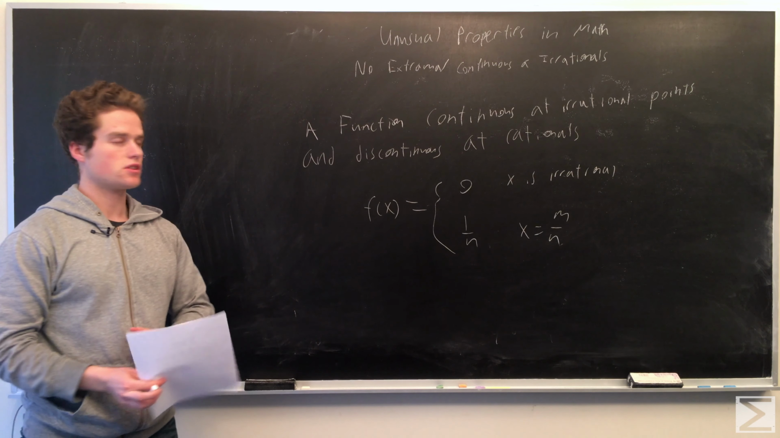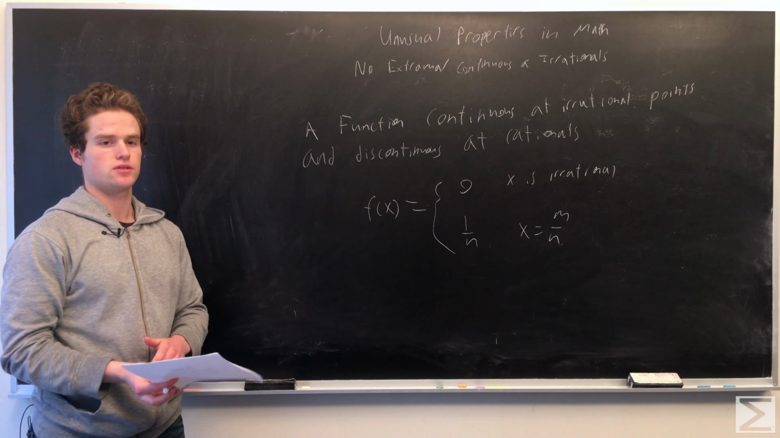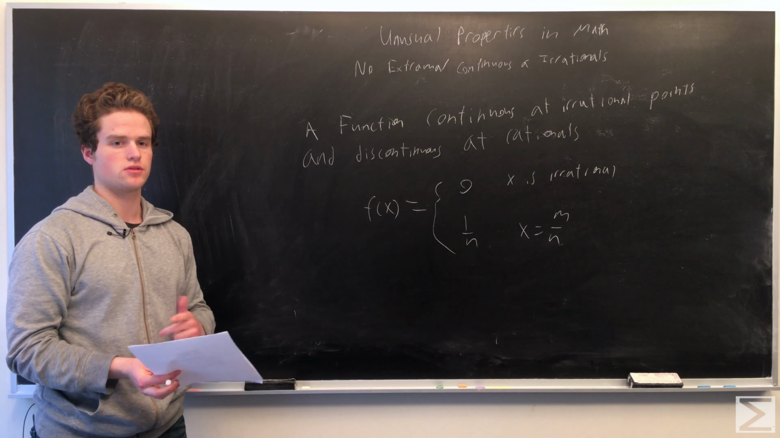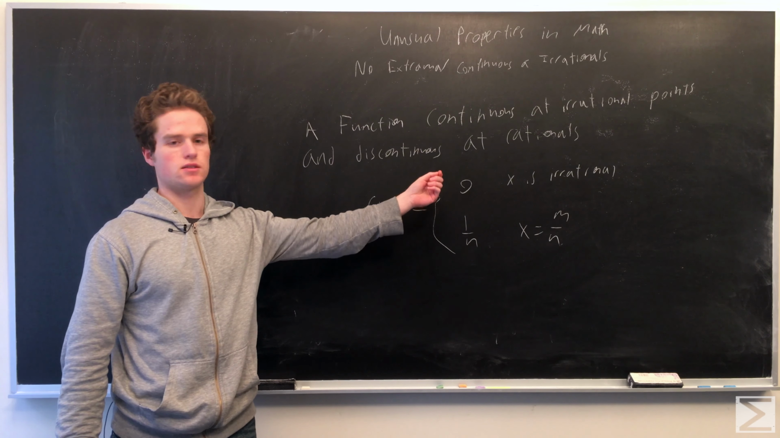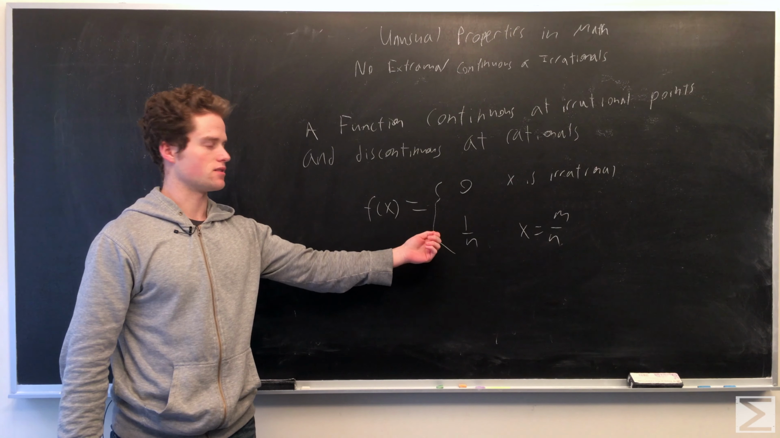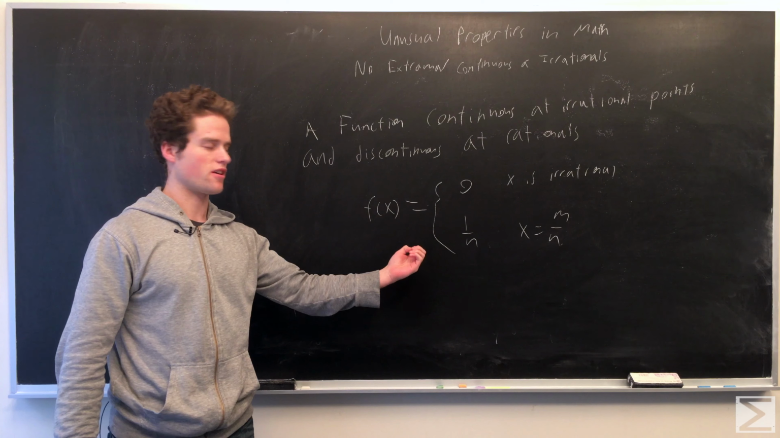So here is an example of a function which is only continuous at irrational points and discontinuous at rationals, defined on the real numbers to the real numbers. Define f of x equals 0 if x is irrational, and 1 over n if x is a rational number of the form m over n, where m and n are relatively prime.